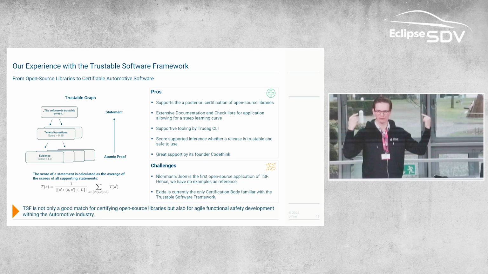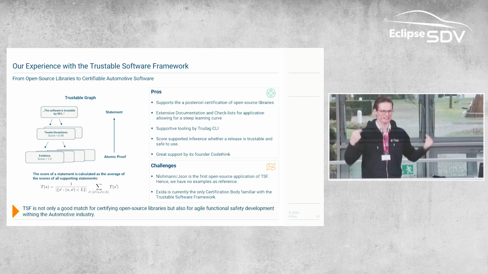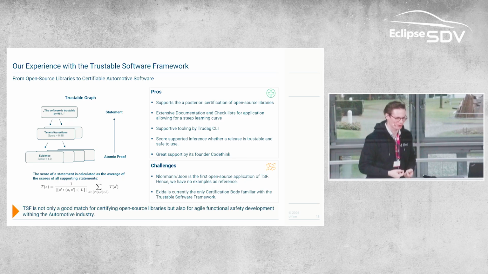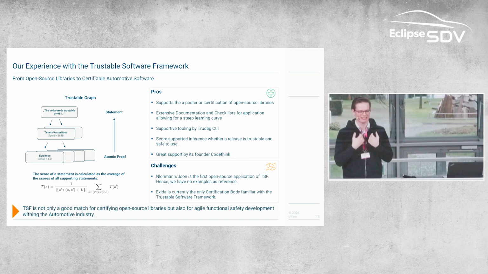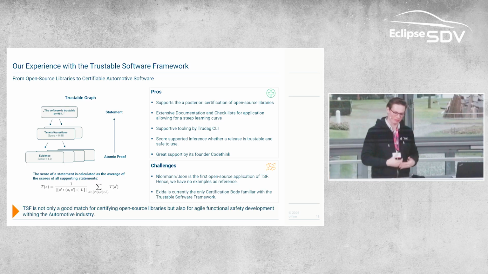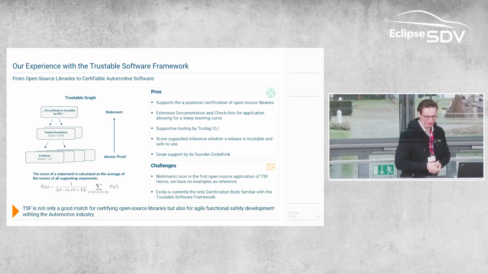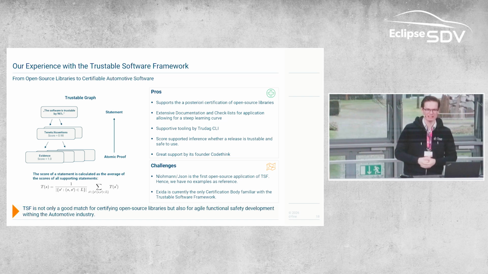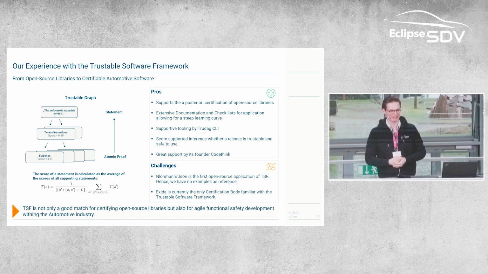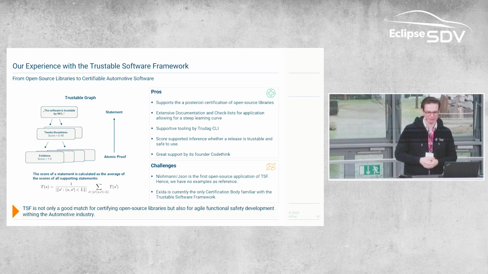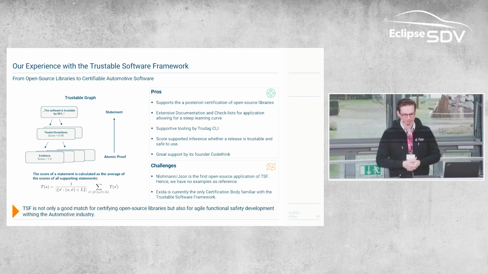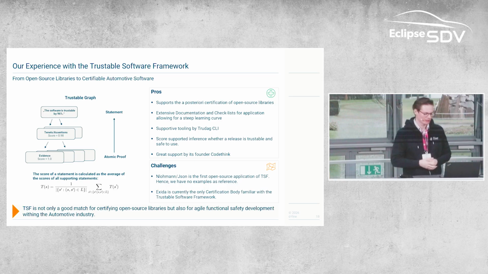Like, you were sitting in front of this graph the same way we did, and it's a lot of investigation work you have to do in the beginning to get working with it, but that works fast. Also because of the great support by the founder, to name him, Paul Sherwood, and CodeThink, his company. You have good tooling, and the scores basically support inference whether the release is trustable or not.